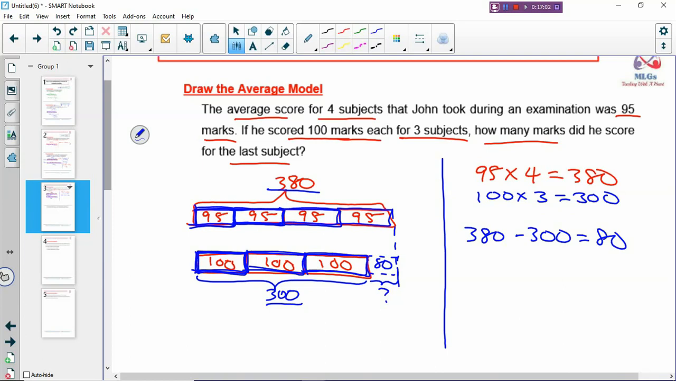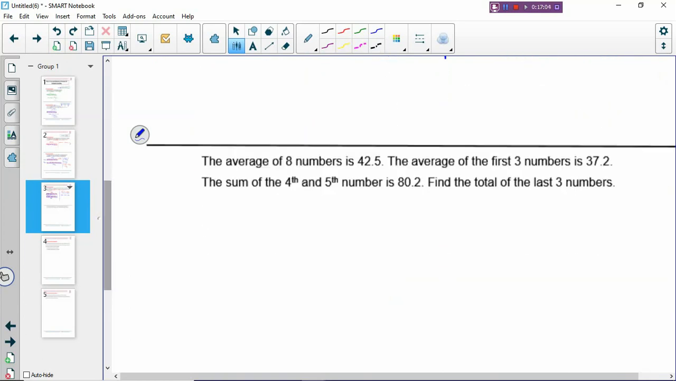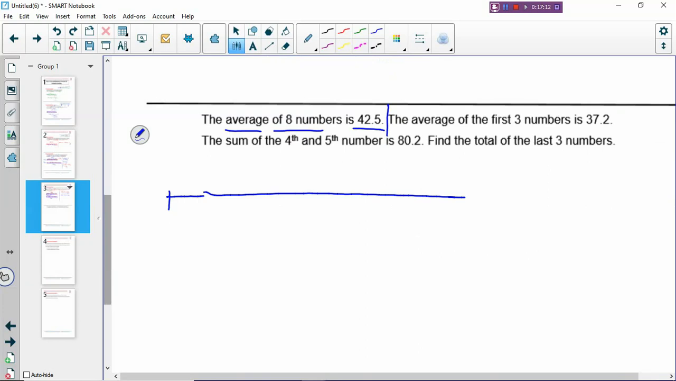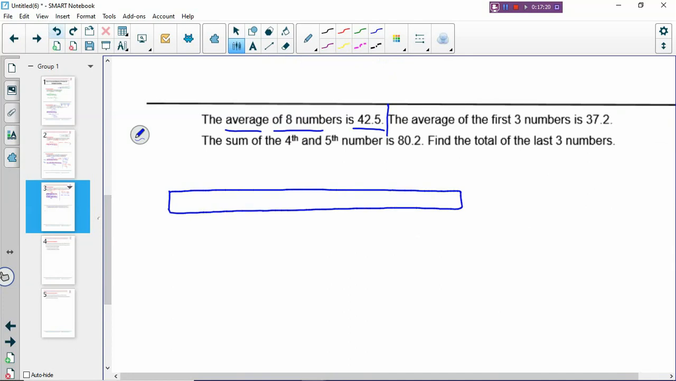Alright, now let's go to another example, and now it gets more numbers already. The average of 8 numbers is 42.5. So immediately, can I draw a model? Yes, of course. I draw a rectangle. I cut into 8 boxes, right? A long rectangle, don't draw too small, otherwise you have difficulty cutting. So you have 1, 2, 3, 4, 5, 6, 7, 8.